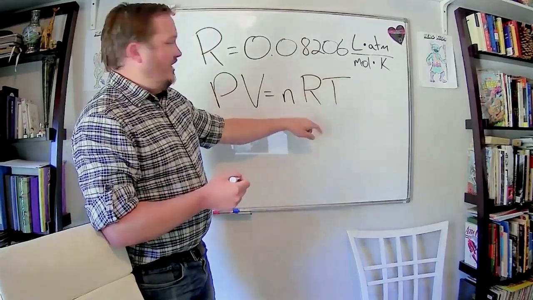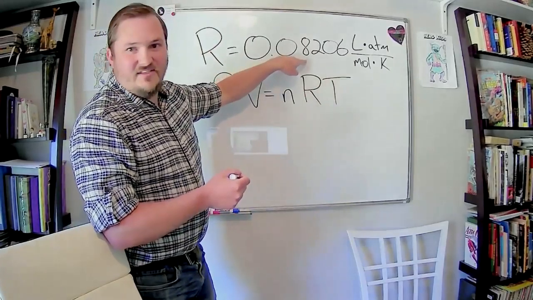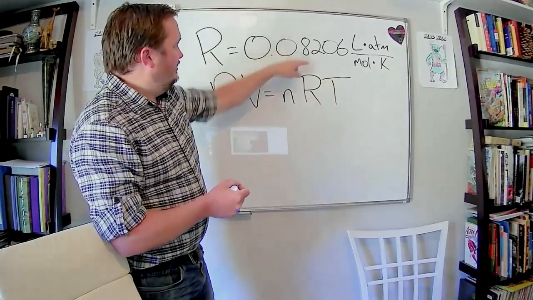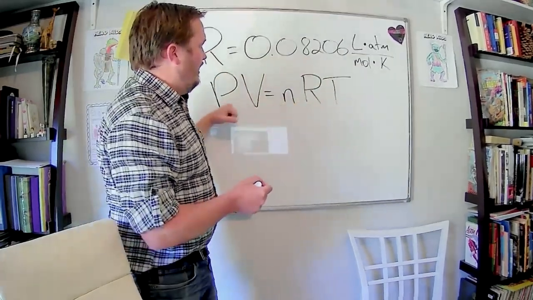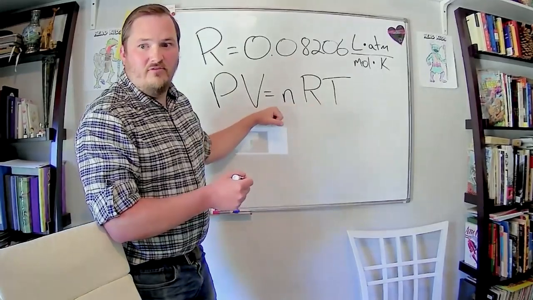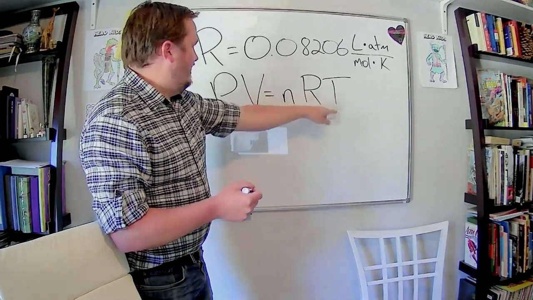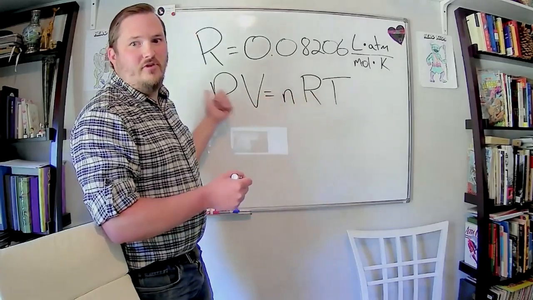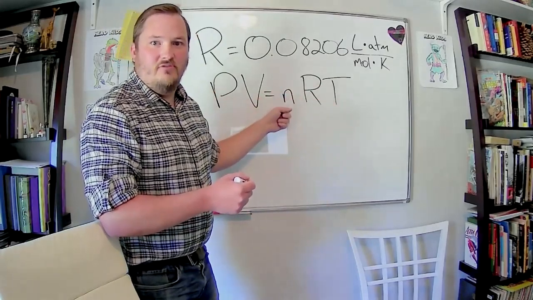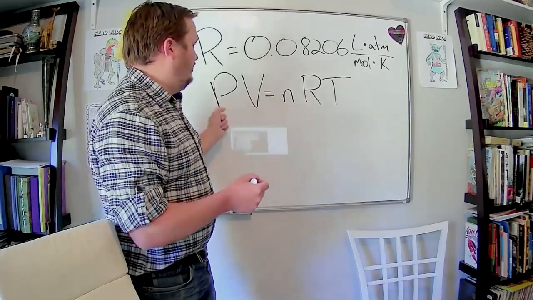And just for any time, 3 out of these 4 variables, there's 5 letters here, but R is a constant, R is always this value. So if you know any other 3 of these 4, you can solve for the 4th one.